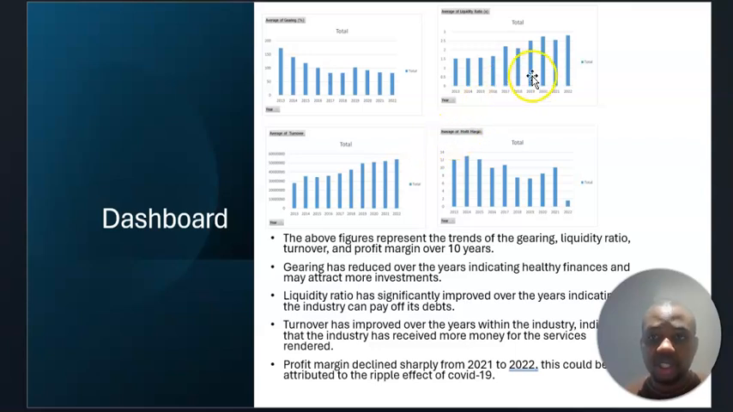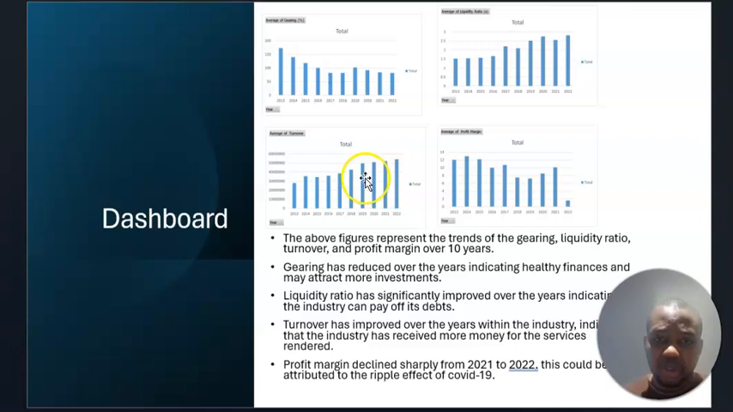Now, the liquidity ratio has significantly improved in the years under review. That means the industry has a lot of money. It's very, very liquid. That means there is money flowing in the industry.